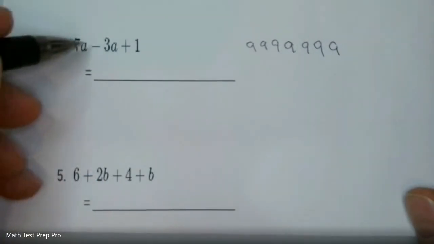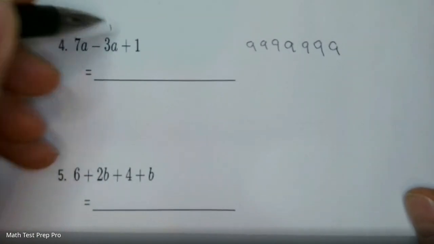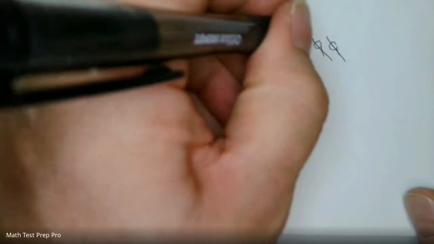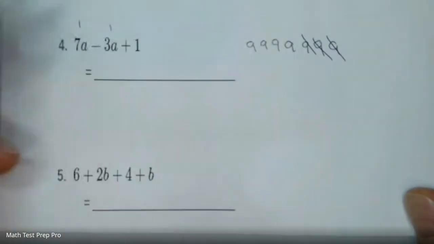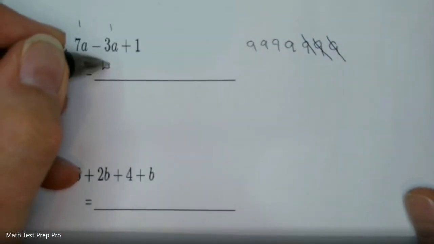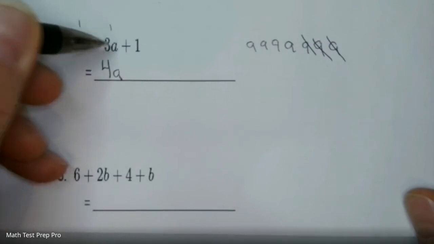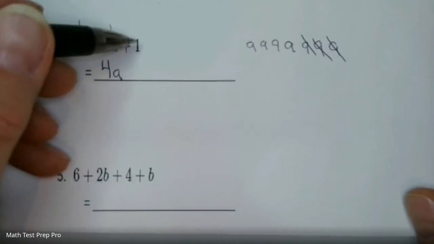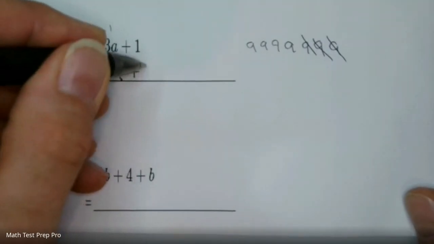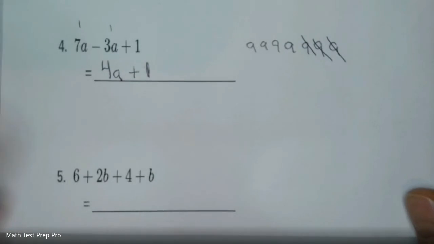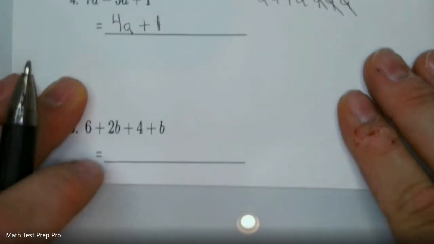So I have 7 a's. I'm going to take away 3 a's. 1, 2, 3. And I have 1, 2, 3, 4 left. So I have 4 a's left after I combine those 2 terms. And then we're just going to bring the constant over, which is plus 1. All right, and the answer is 4a plus 1.